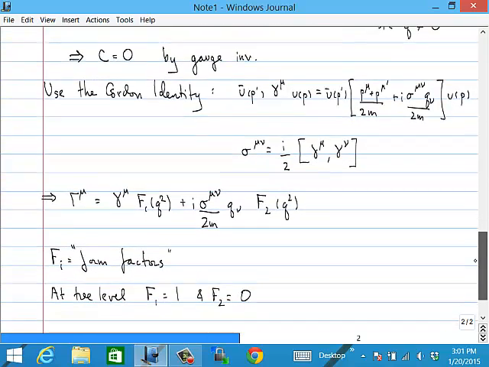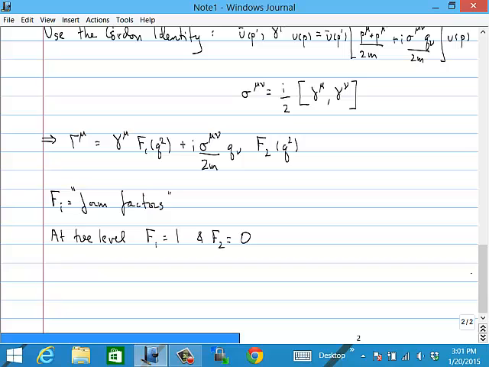So first of all, what does this function f1 mean physically? That's easy to interpret physically. Anyone have any ideas? Can anyone tell me what f1 means physically?